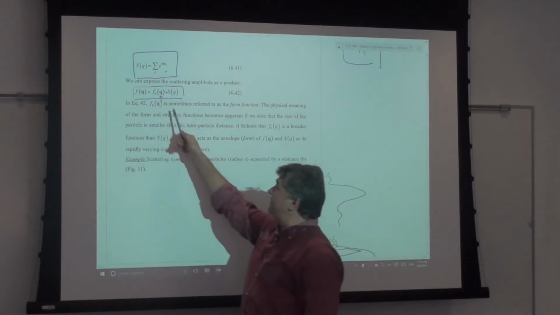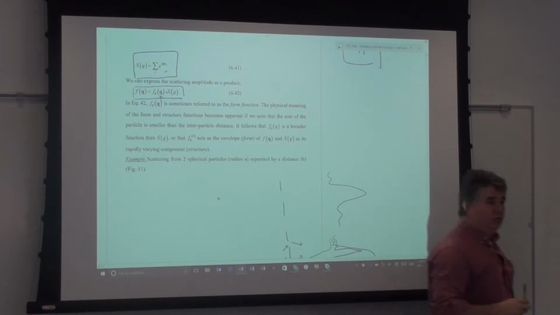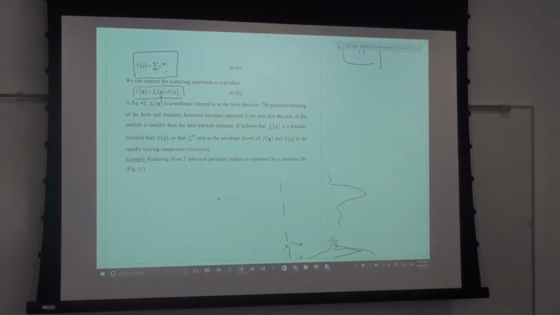And why do I call this the envelope? Why do I know that this is actually broader? Why am I sure that if I plot the amplitude of this, or the intensity, let's say, the magnitude squared of this versus Q, I can guarantee that it's going to look something like this.